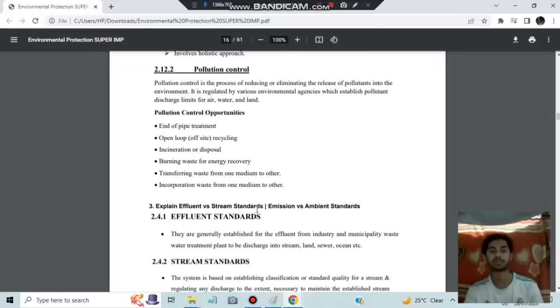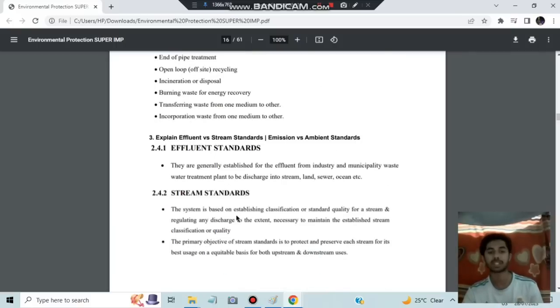Explain effluent versus stream standards, then emission versus ambient standards. What is the difference between these two? Effluent standards are generally established for the effluent from industrial and municipal waste treatment to be discharged into a stream, land, sewer or ocean. What is getting discharged into a stream, sewer, or ocean is called effluent. Stream standards are nothing but establishing a classification and quality standard for a stream, regulating any discharge. The primary objective of stream standards is to protect and preserve each stream for its best usage. That is the difference between these two.